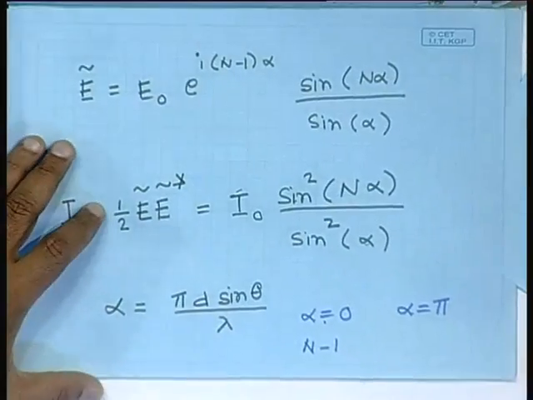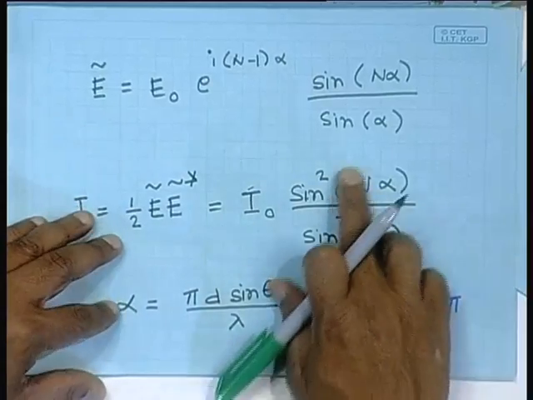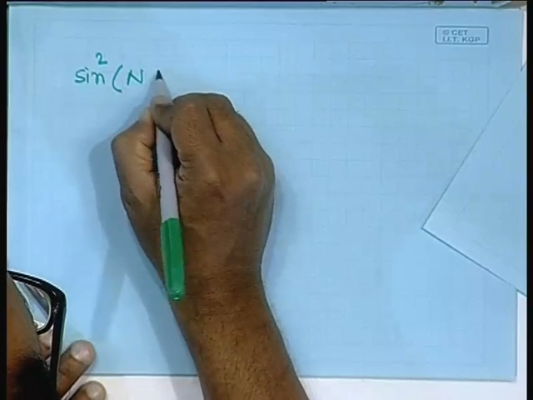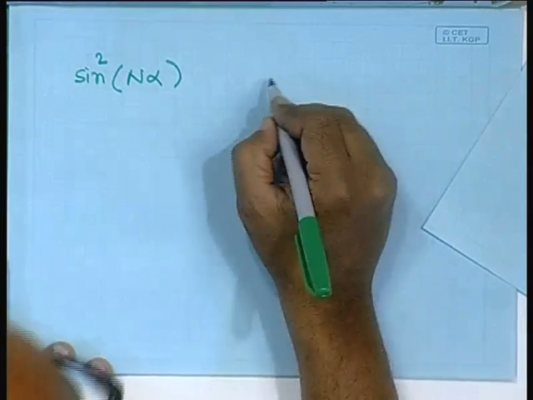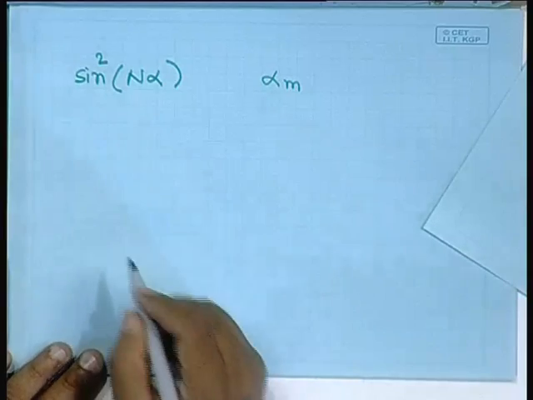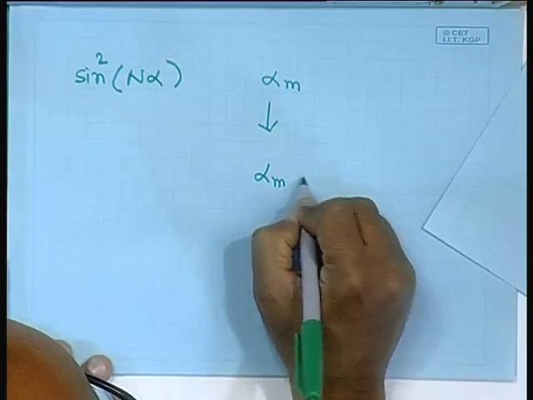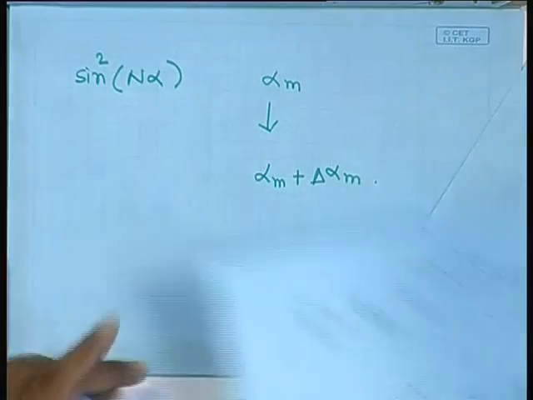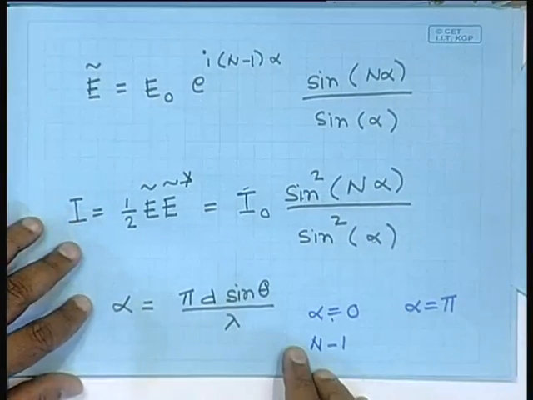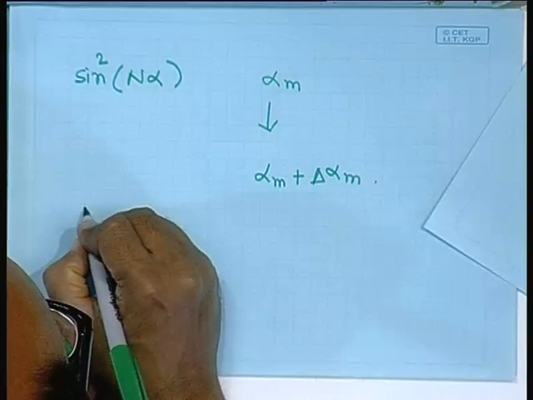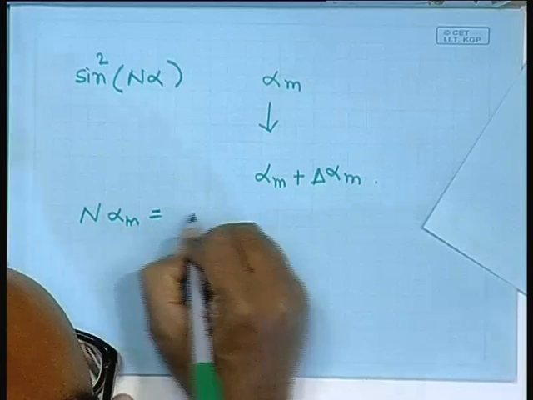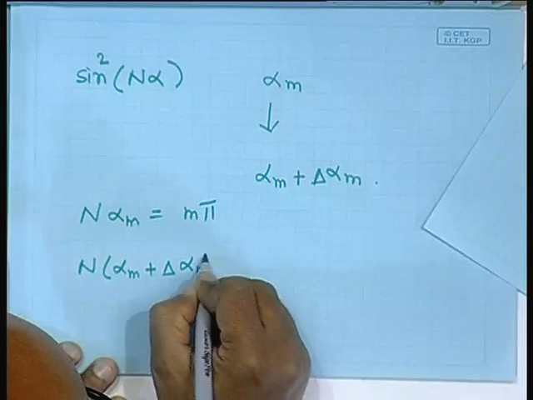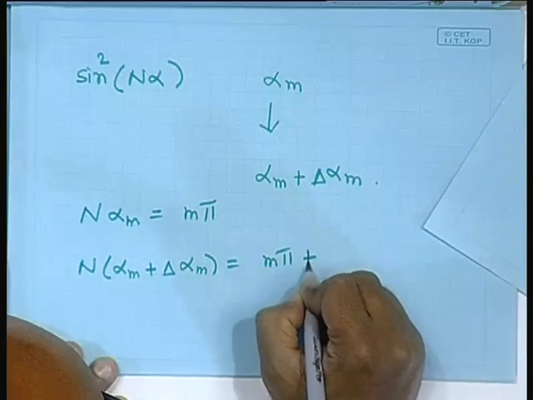So, this is the expression for the intensity. The numerator for the expression for the intensity is this. Let us look at just the numerator term. The numerator term is sin square n alpha. So, to start with, we are at alpha m where the numerator is 0, but the denominator is also 0, and then we increase alpha to alpha m plus delta alpha m and ask the question how much should the increase be so that the intensity vanishes. And it is very clear that the change, so we have started from n alpha m is equal to m pi, and the change should be such that n alpha m plus delta alpha m should be m pi plus pi, right.